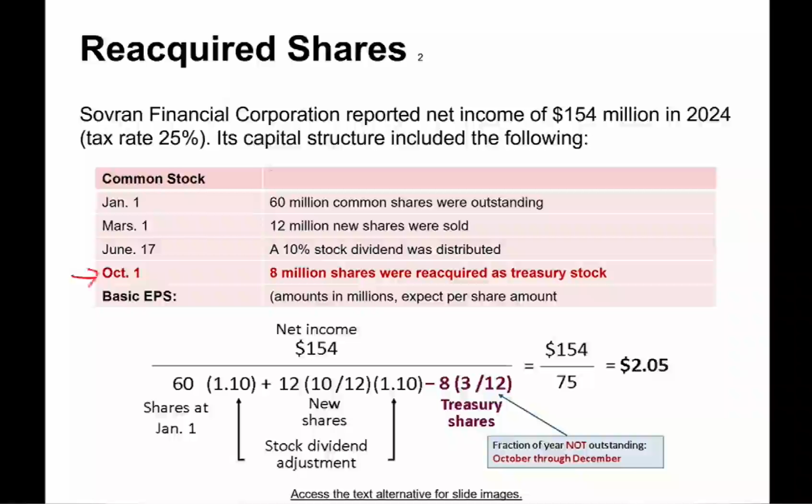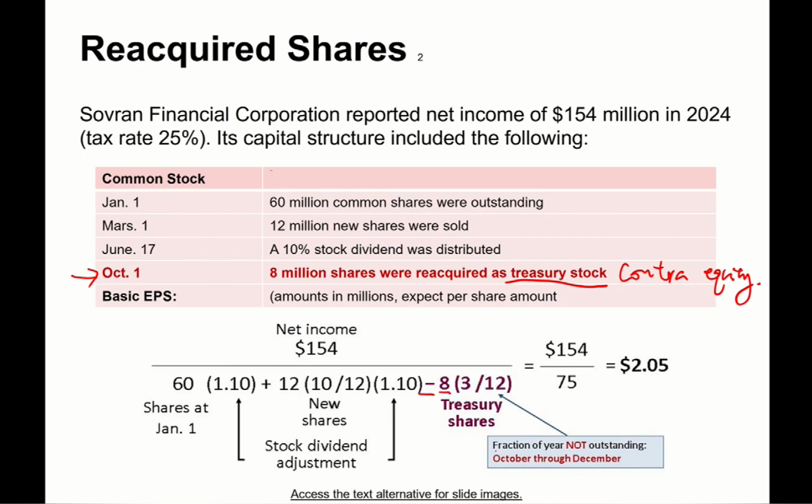On October 1st, 8 million shares were reacquired as treasury stock. Treasury stock is a contra equity account. Therefore, it will reduce the total amount of shares outstanding. And we can see we will reduce it by 8 million.